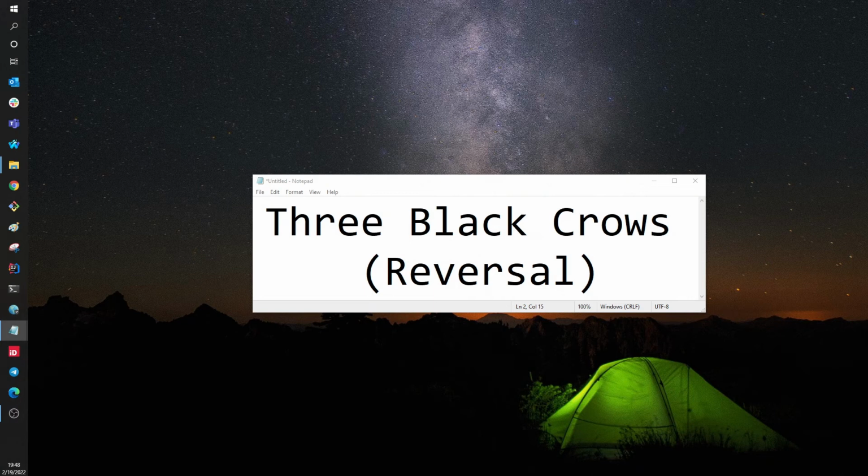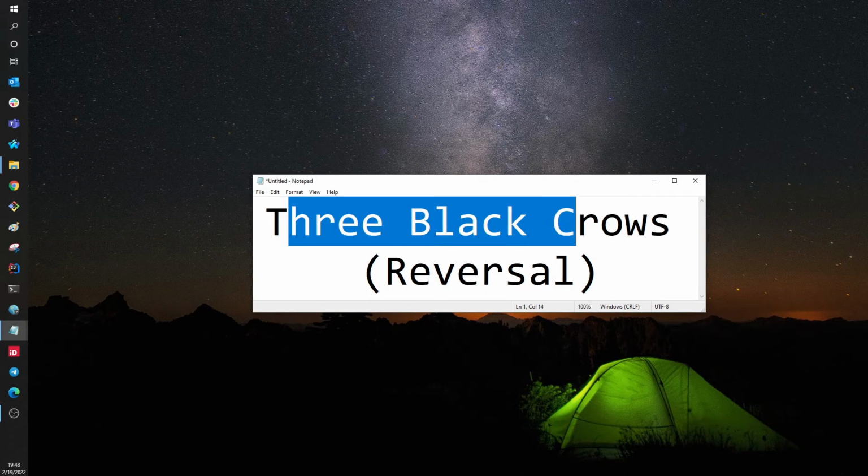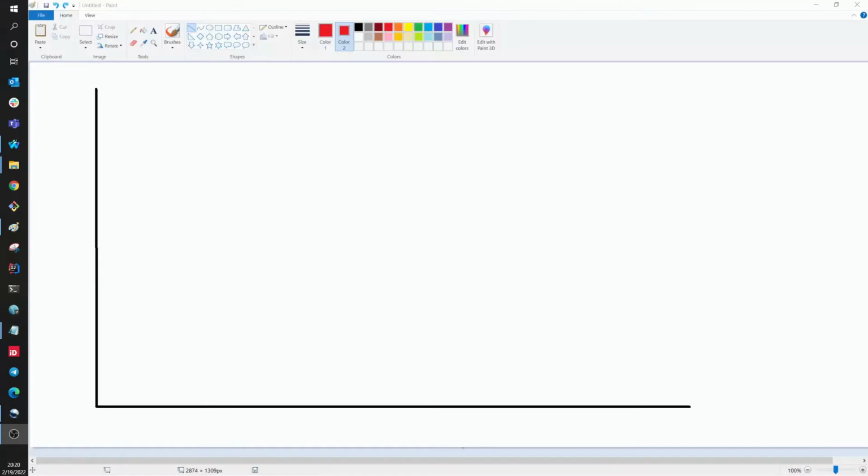We continue from the last video where we covered our first pattern of the series, the bearish engulfing. And here is another reversal pattern, 3 black crows. All right, so this is going to be a very simplified representation of 3 black crows.